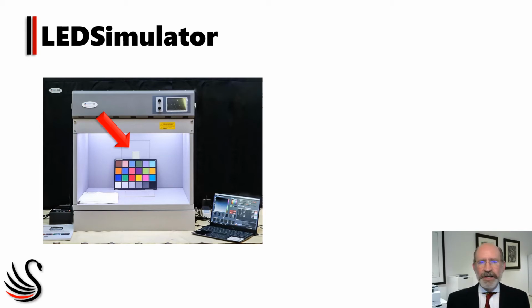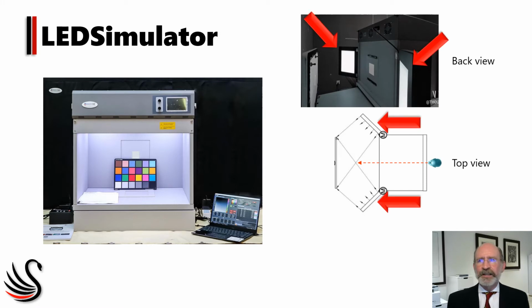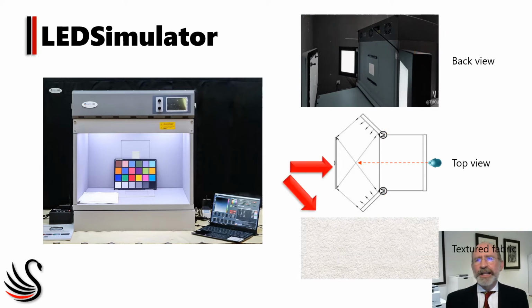So what else is going on in this unit? Well, let's take a look at the back. On the back of this light box, there are two panels that have LED light sources in them, thus LEDSimulator. And those light panels illuminate a backdrop that sits in back of the unit itself. So on that backdrop, we hang a piece of fabric, a piece of textured fabric. In this case, it's a piece of terry cloth, a terry towel. So we want to see how color will look on this piece of textured fabric.